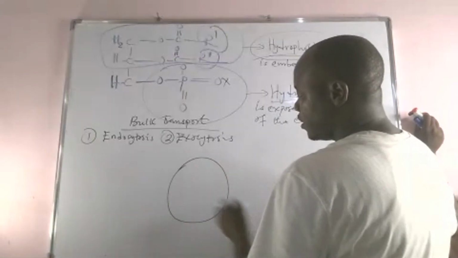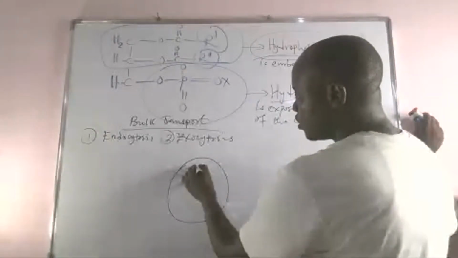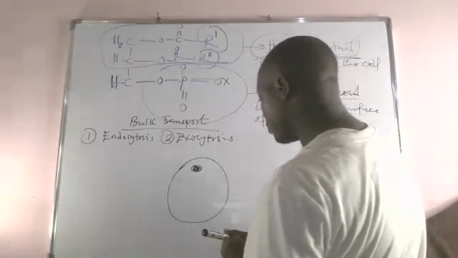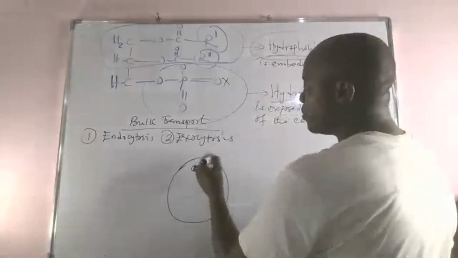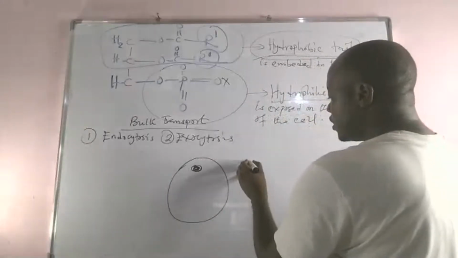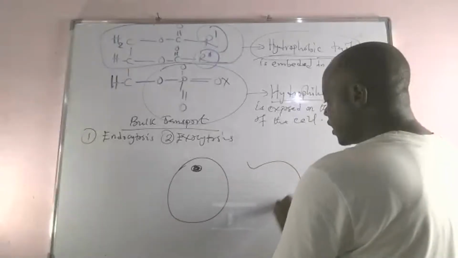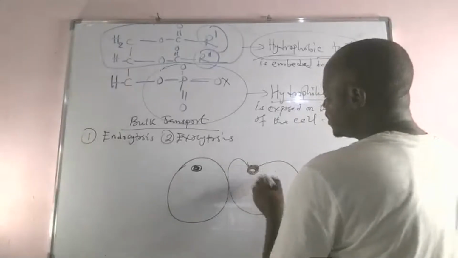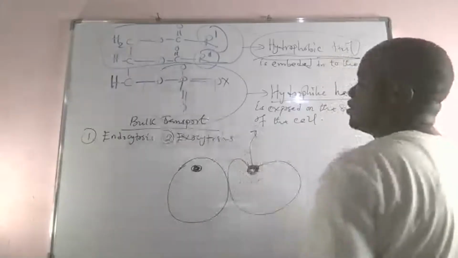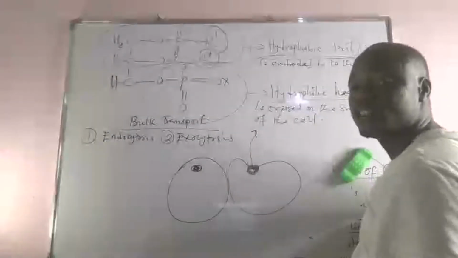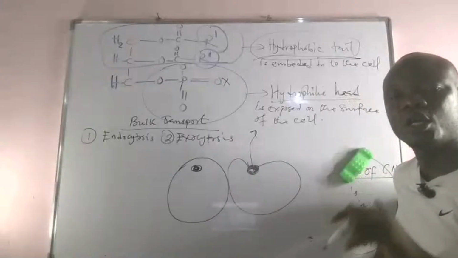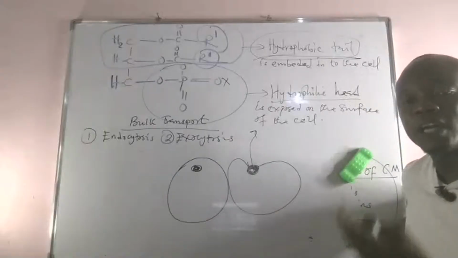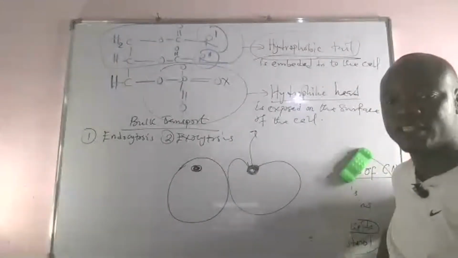This is a cell. And let's say this is the materials that want to be expelled out of the cell. So what will happen? This cell will invaginate itself like this. It will invaginate itself to form a vesicle which releases the particles outside of the cell. So it usually is a process that involves the removal of larger particles or molecules outside the cell.